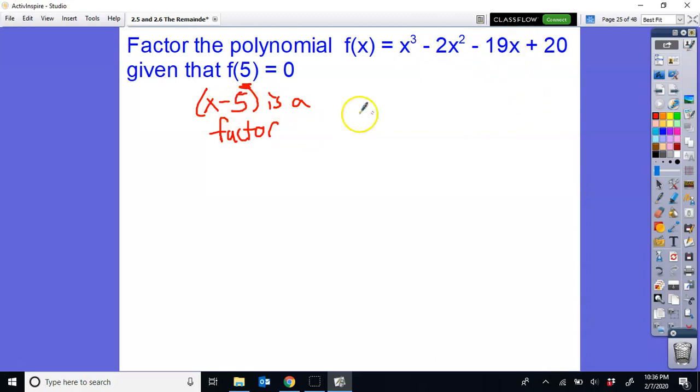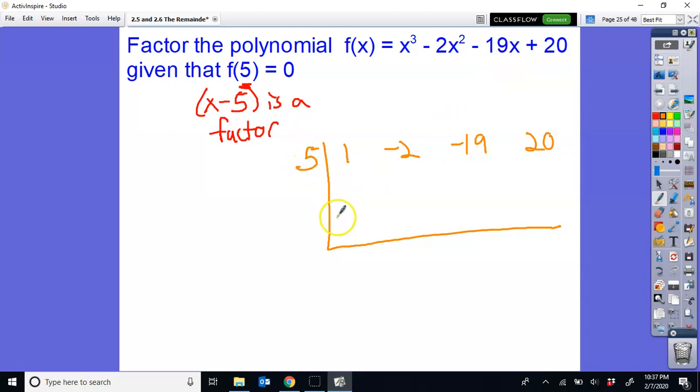by x minus 5. Remember, that means we can use our good old handy-dandy synthetic division. So divide it quickly here by x minus 5. When you divide it by x minus 5, you're going to put 1, -2, -19, and 20 across the top row. That's the thing I'm dividing into. You're going to put +5 right here.